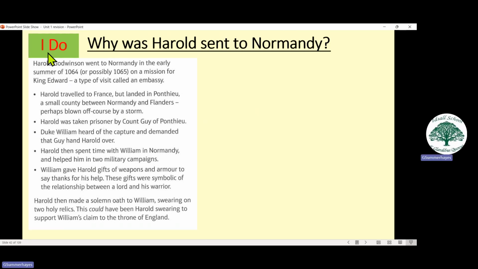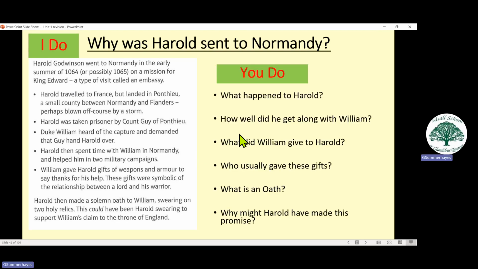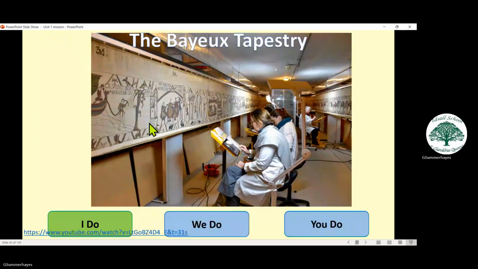Sorry about that. So, why he was sent is up for debate, but he did go, and he was actually blown off course in his ship and was taken prisoner by this guy called Count Guy, although the French would pronounce it Guy. William, I'll tell you the story via the Bayeux Tapestry, actually, which is where we get a lot of our information about the Norman Conquest.